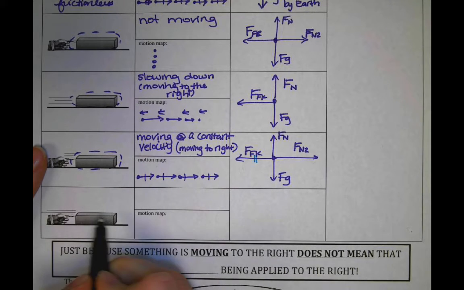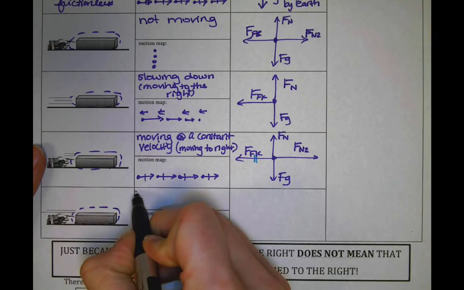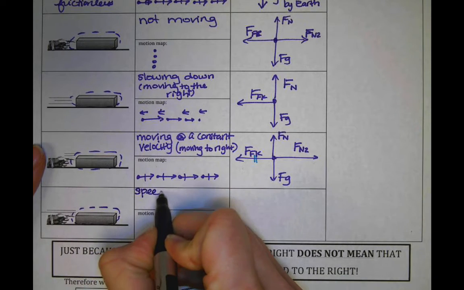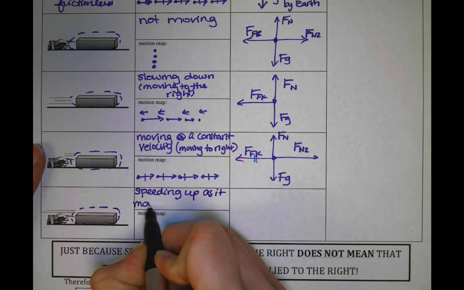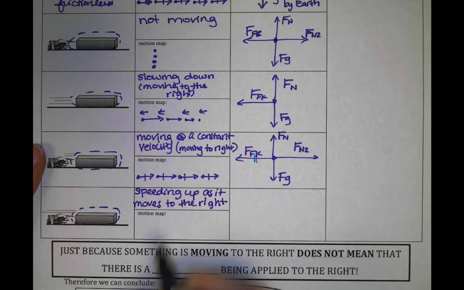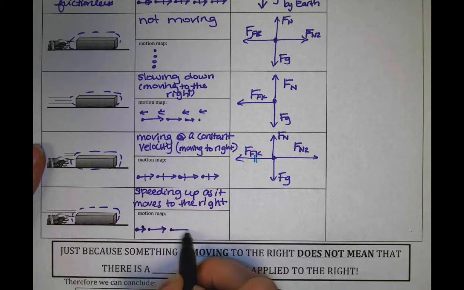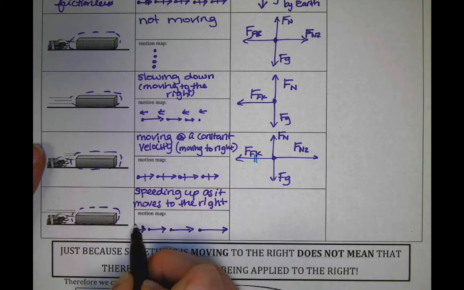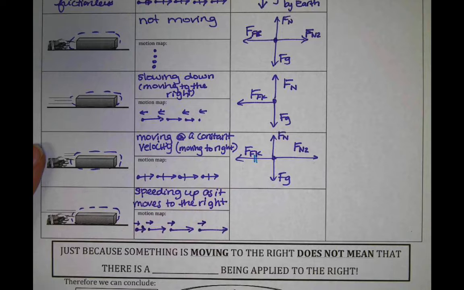All right, what we saw from that one, our object or our system is still the book, and the object is speeding up as it moves to the right. So our motion map would look like this, with those velocity vectors getting progressively larger, and then we would have to have our acceleration arrows there like that. Again, go ahead and try that force diagram, and then check your work.